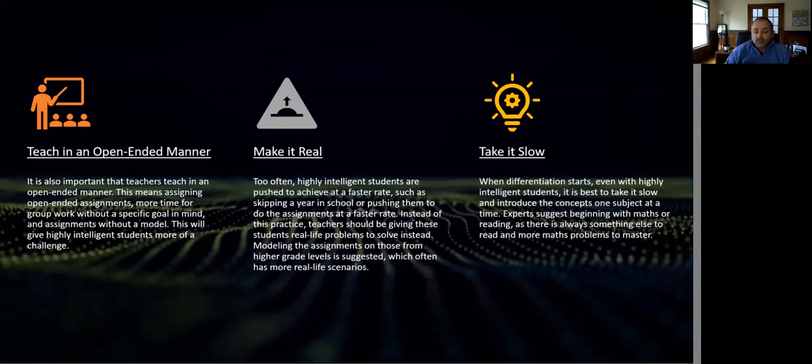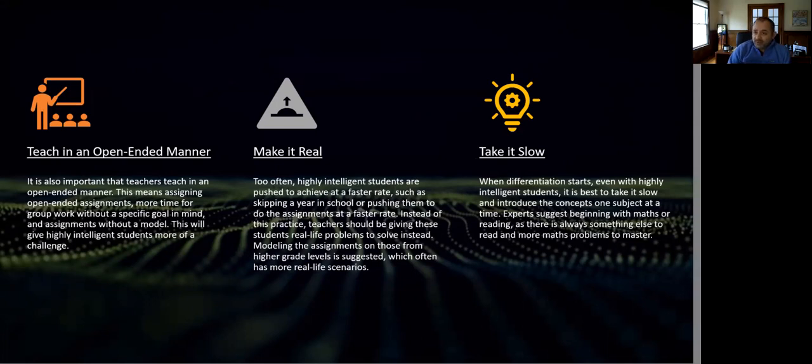So let's say you use the next level of literature for the students you're teaching who are on a higher intelligence level, making it like real-life scenarios. Number three is take it slow.